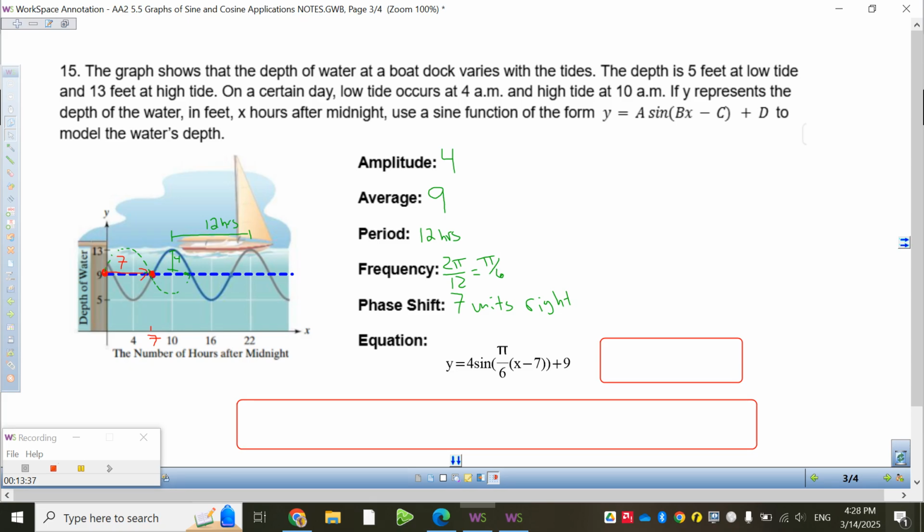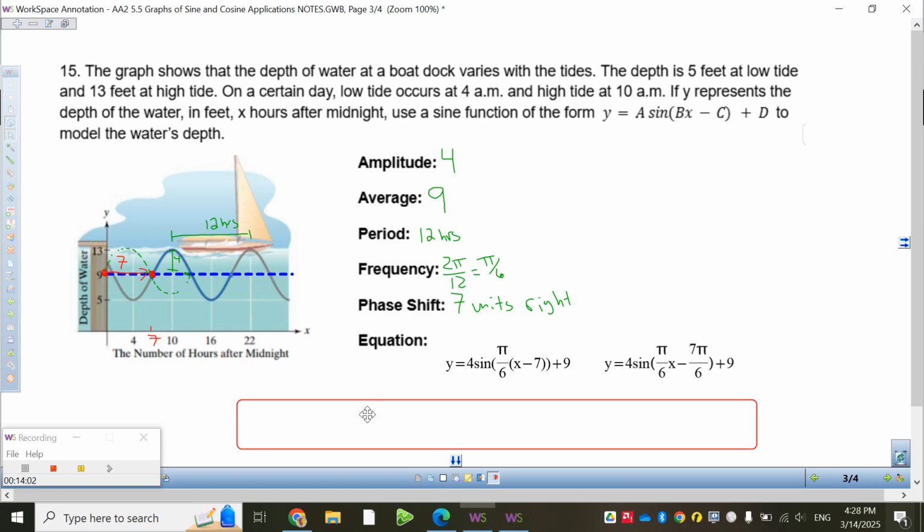So that would be a perfectly acceptable way to write your answer. If you'd like to distribute it out, you can just multiply both these values by pi over 6, and we get y equals 4 sine of pi over 6 x minus 7 pi over 6 plus 9 at the end. So those are 2 great ways that you could write your equation for this problem.